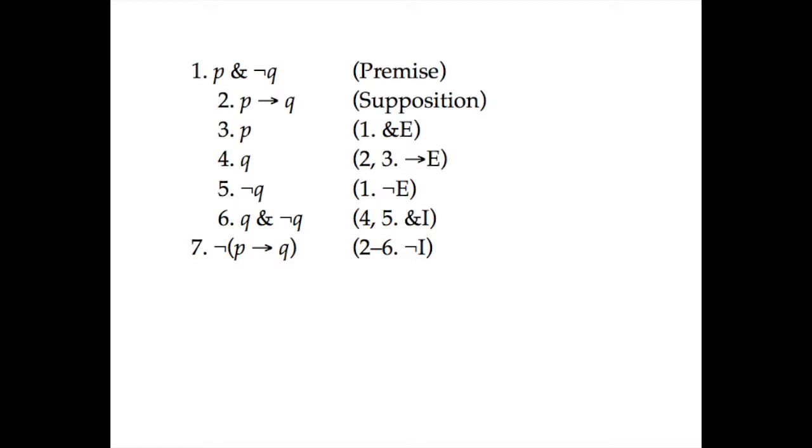But we have not Q from line 1 by not elimination, and so now we have a contradiction. And on line 6, we write Q and not Q. That comes from lines 4 and 5 by and introduction. That is a contradiction.